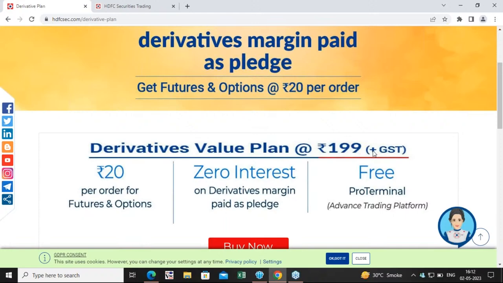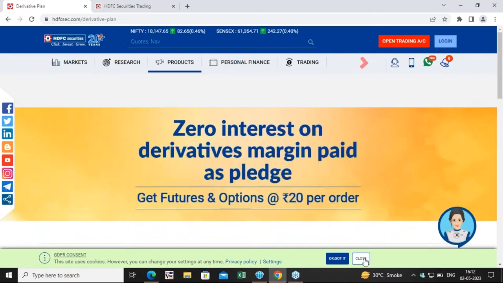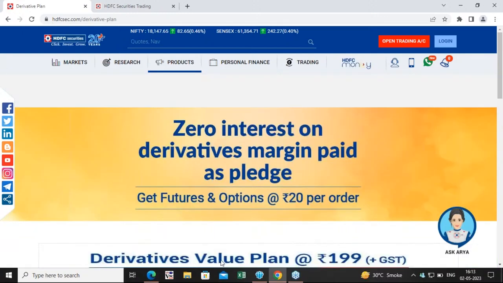You can activate it if you do not have a derivative privilege, so you can click on the product. In that you have to just click on the derivative privilege. You will find the derivative privilege in the derivative section itself. Then when you click over here, it will redirect to your derivative privilege page. There you can upload the documents and whatever requirement documents are needed and activate the derivative privilege. Okay, by this way you can opt for the ProTerminal, right?